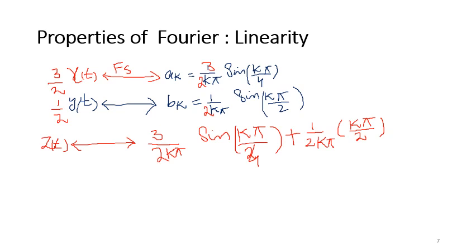You know the equation, which is 1 over T, integration over any one period, of x of t multiplied by e power minus j k omega naught t dt, and similarly for y of t, right? So you can find the respective coefficients.